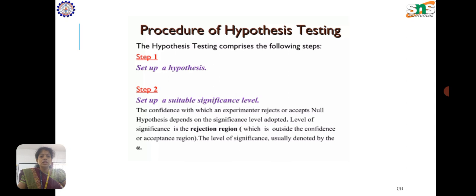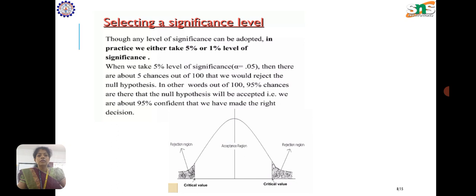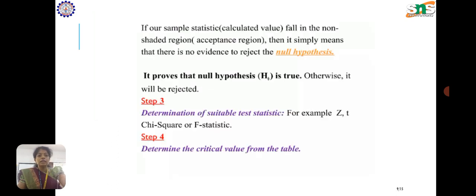The procedure of hypothesis testing: set up the hypothesis, then set up a suitable significance level. Usually we take 5% or 1% as our level of significance, but we can take any level of significance. Suppose, for example, 5% is the level of significance for the given data. It means there is a 5% chance of rejecting our hypothesis. Otherwise, we can say there is a 95% chance of accepting our null hypothesis. This is selecting the significance level.